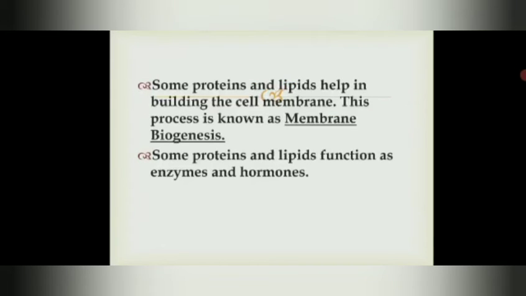Some proteins and lipids which are produced by the ER are used in building the cell membrane. This process is known as membrane biogenesis. So what is membrane biogenesis? Some proteins and lipids help in building the cell membrane. This process is known as membrane biogenesis. And some more proteins and lipids function as enzymes and hormones which are required by other cell organelles.